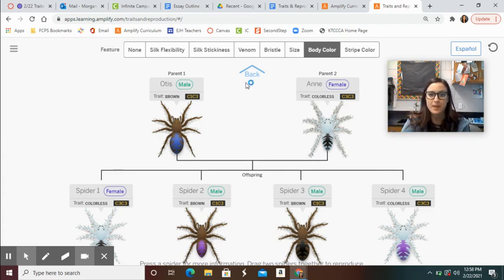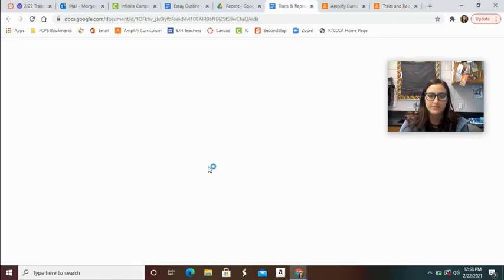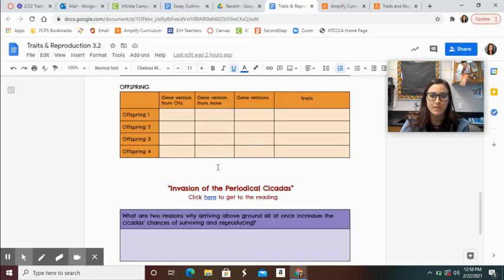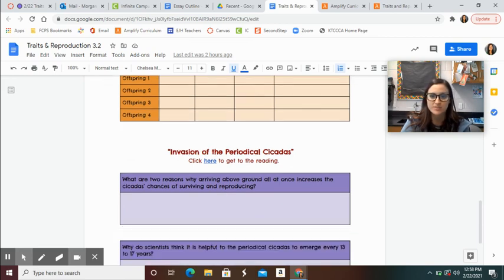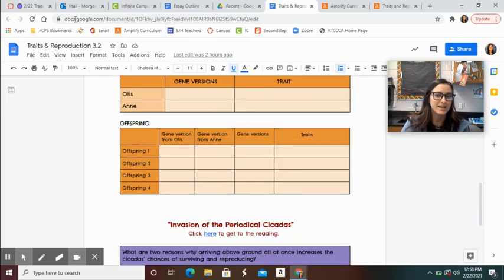Remember, each parent passes down one gene version, and the combination is what makes that trait. And then the last thing for today is a quick reading right here about cicadas, which is something that you should be familiar with. Those are a very common thing around Kentucky. I had no idea what they were until I moved here. There's a quick reading and there are 2 questions. It's a kind of interesting little reading.